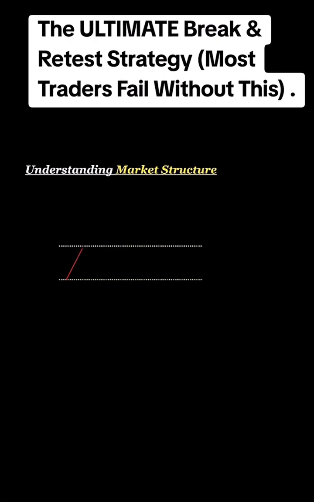In a range, price moves between support and resistance, meaning buyers and sellers are evenly matched. Unlike trends, a breakout alone isn't enough confirmation that price will continue in that direction.